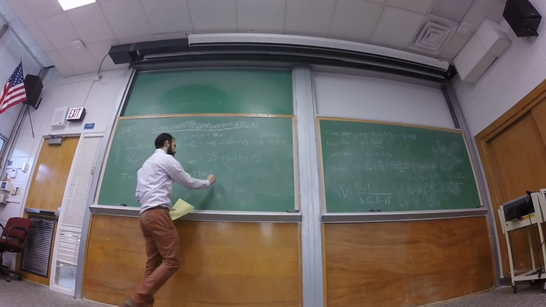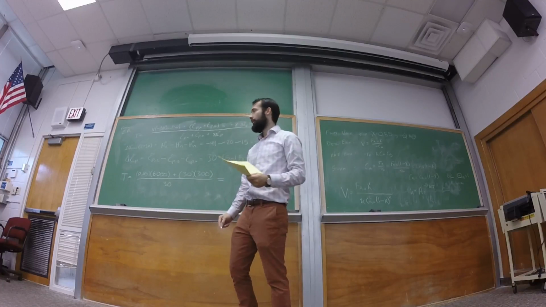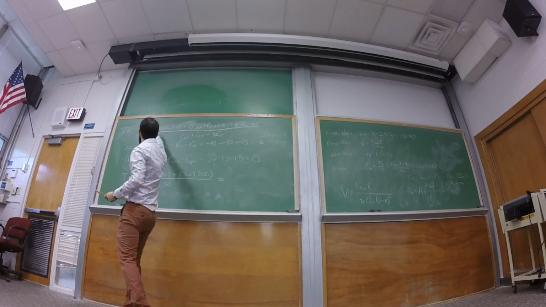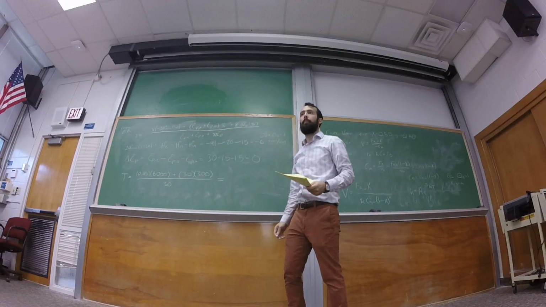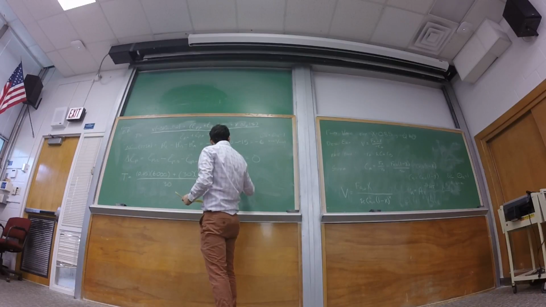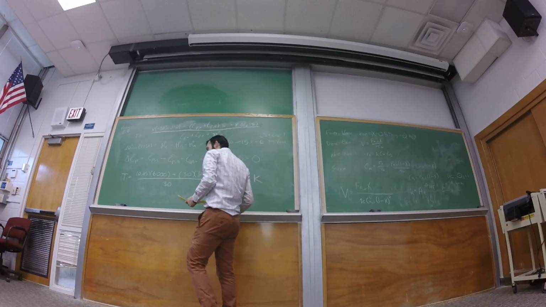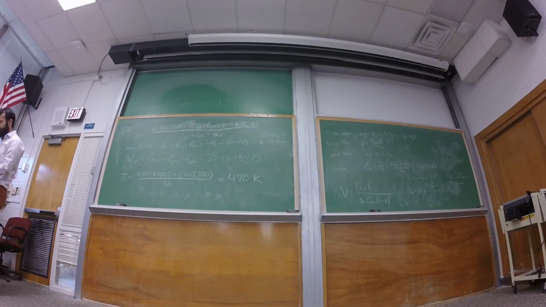Why isn't the 6,000 negative? Why? Because that's negative there. Oh. All right. That's what you get, 470 Kelvin.